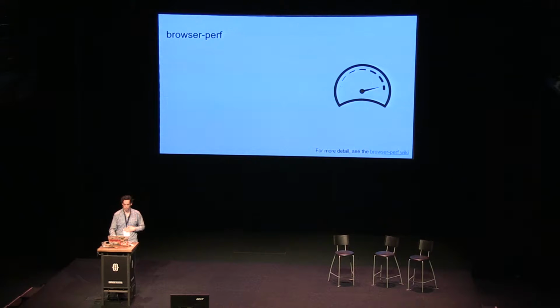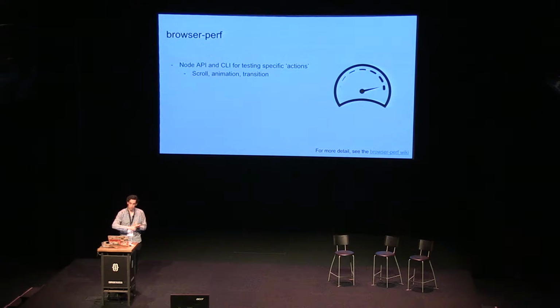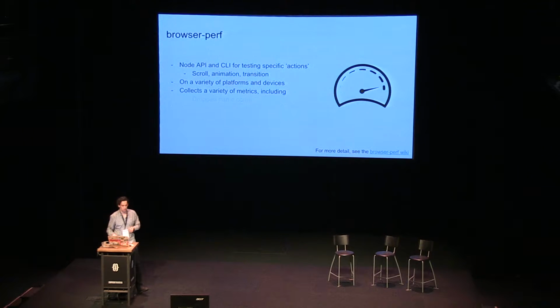So a little bit about browser-perf. It provides a Node API and a command line interface for running these browser performance tests that test specific actions. And when I talk about an action, I'm talking about things like scrolling the page from top to bottom, performing a specific animation, or perhaps animating a transition between views. It allows you to test by virtue of Appium and Chrome driver on a variety of platforms and devices. And it collects a variety of metrics, which include the number of frames that were dropped, the mean time it took to prepare each frame, and the frames per second that you were able to achieve as a result.